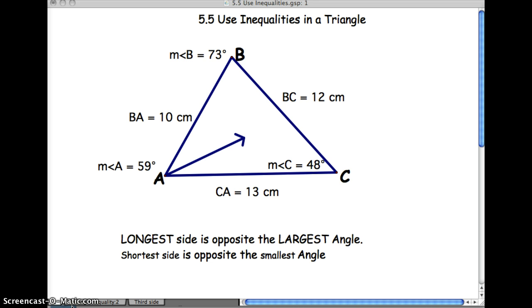Just like our smallest angle, which is what? 48, or angle C, is across from our shortest side, BA, right? BA being 10. So one of the things we're going to pick up from this section is that the longest side is opposite the largest angle. The shortest side is opposite the smallest angle. And if you think about it, that's kind of common sense. Most of you probably haven't thought about this in depth enough to understand that.